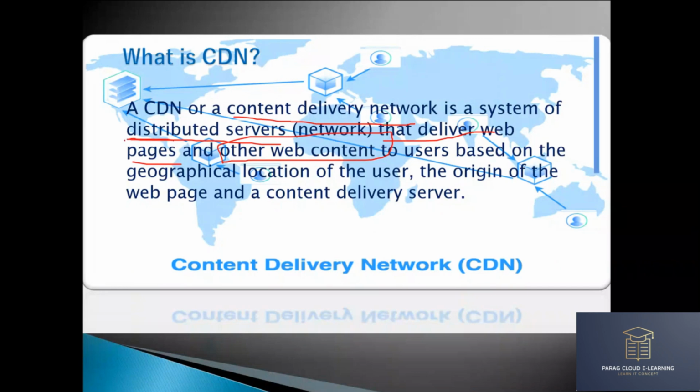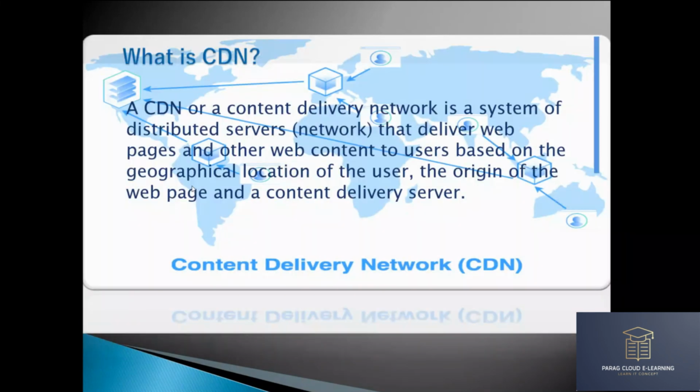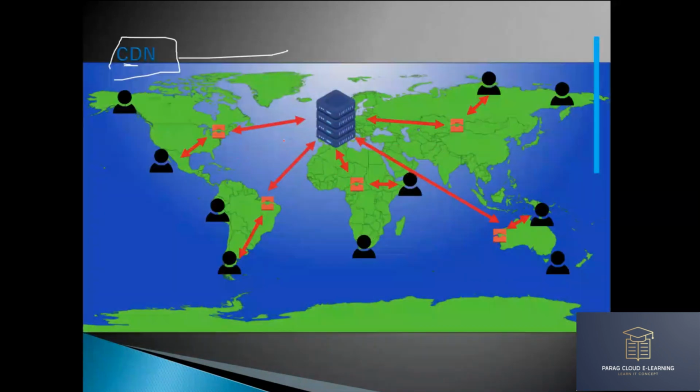So web page plus web content, any content which is hosted on your website, is delivered to the user based on the geographical location of the user, the origin of the web content and the content delivery server. The definition is quite tricky, but I think you are clear what I'm trying to explain here. This architecture which we have just understood is called CDN architecture.